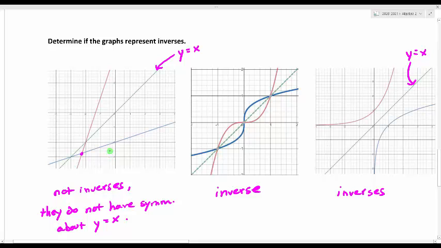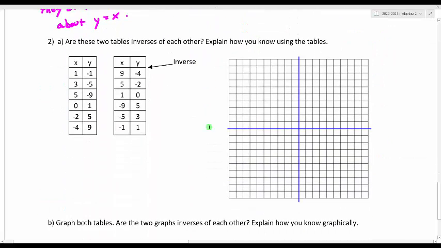All right, guys, one more problem here and then we'll call it a day. So in this one, we have two tables. The question is whether or not they are inverses of each other. So let's test it out. So we have this table 1, -1, right? So if that flip-flops, that'd become -1, 1, and I see that point right here.